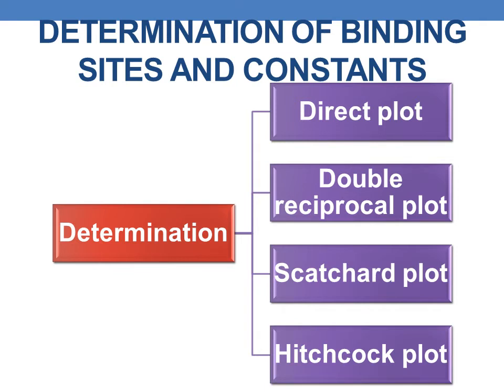Now coming to the determination of binding sites and constants. Graphically, we can determine the number of binding sites and their association constants by 4 methods. The first one is the direct plot, the second is the double reciprocal plot, the third is Scatchard's plot and the fourth is Hitchcock's plot.